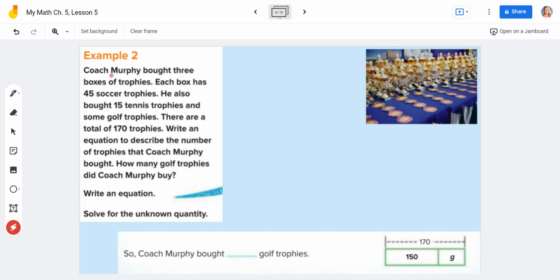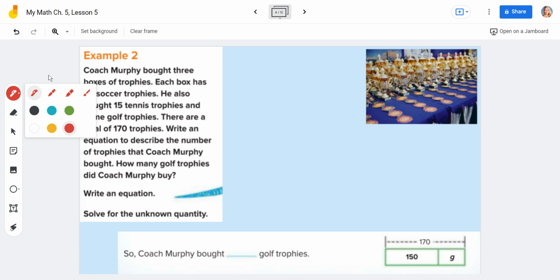Example 2 says Coach Murphy bought 3 boxes of trophies. Each box has 45 soccer trophies. He also bought 15 tennis trophies and some golf trophies. There are a total of 170 trophies. Write an equation to describe the number of trophies that Coach Murphy bought. How many golf trophies did Coach Murphy buy? Write an equation, solve for the unknown quantity.